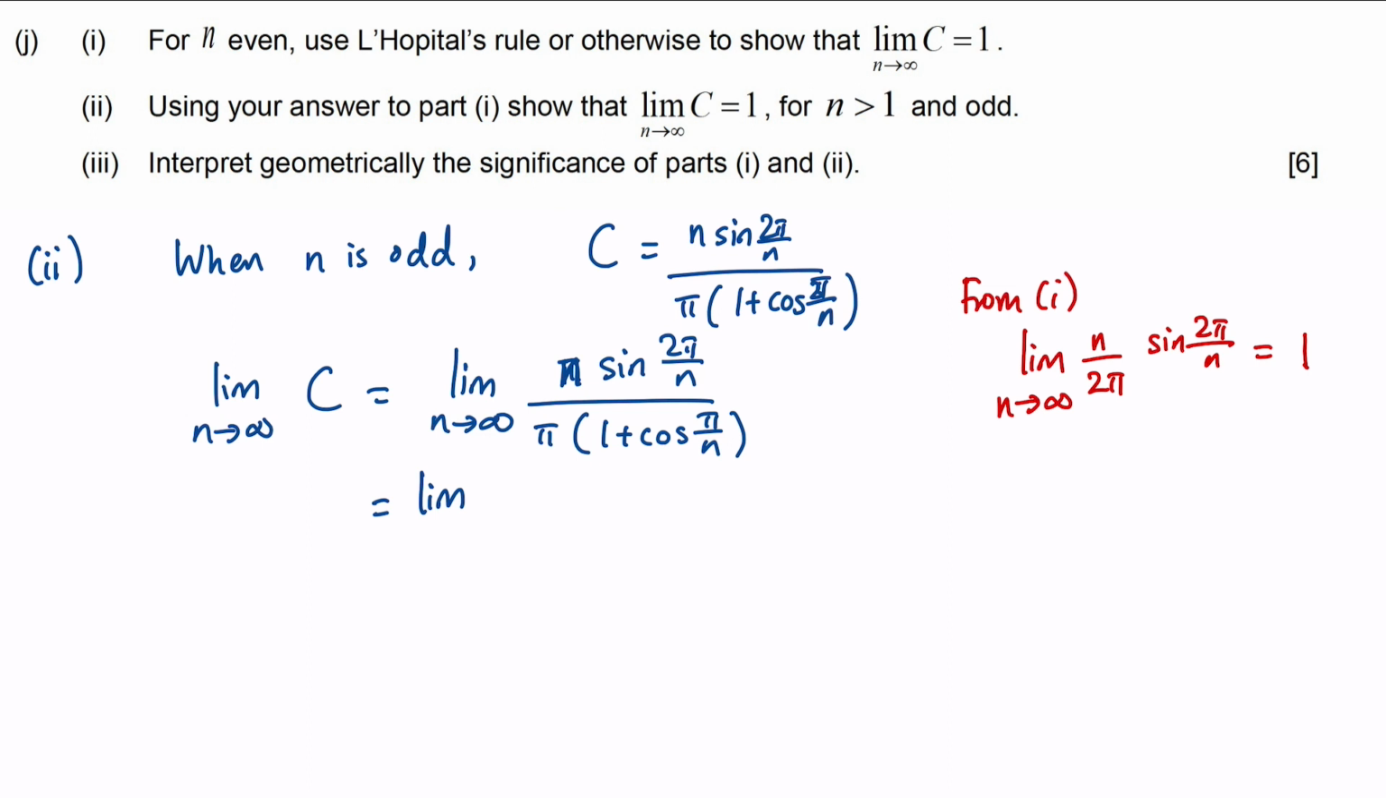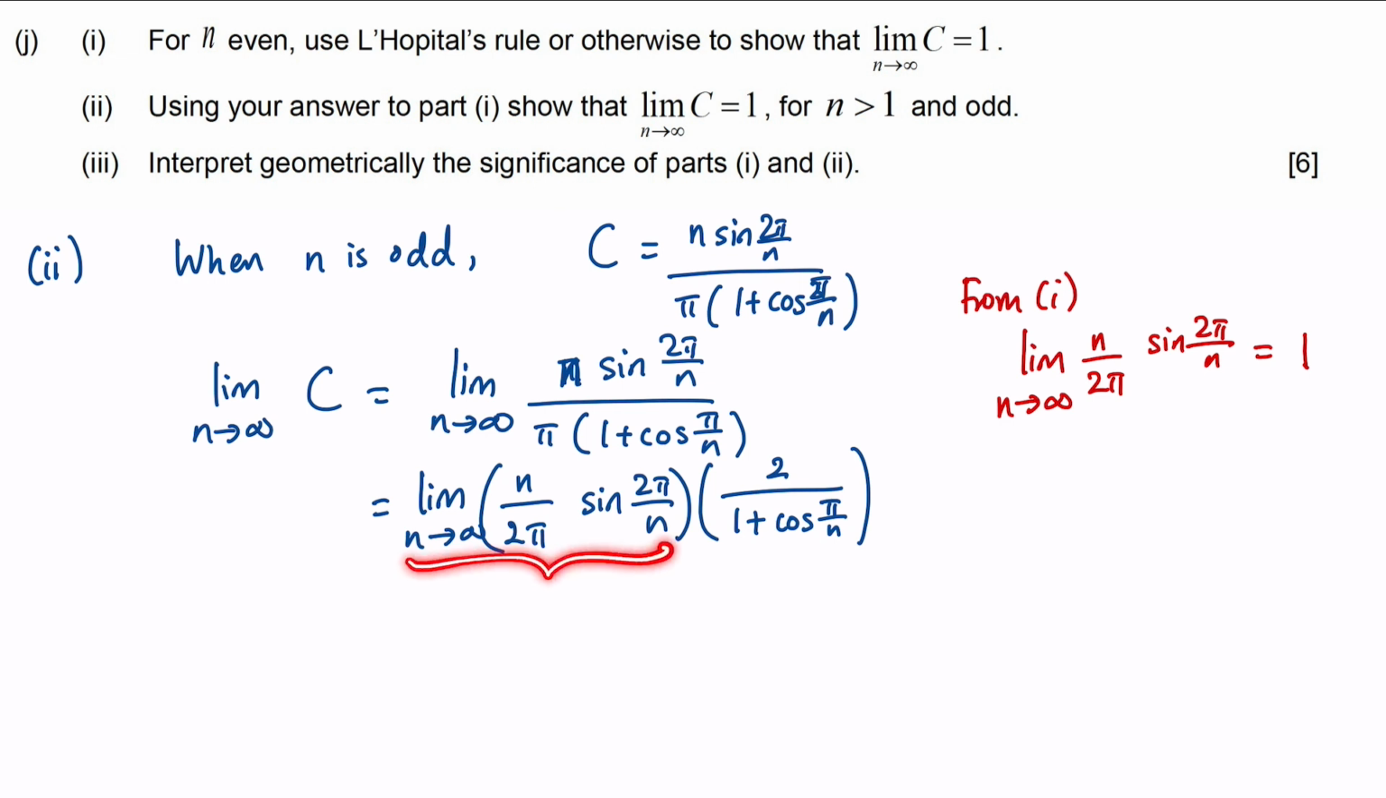So I'm going to rewrite this. I'm going to put n over 2 pi, really naively, so I'm just going to force it to come out. But I can't just write this, I have to keep my expression the same. So this is going to be multiplied by 2 over 1 plus cosine pi over n. Here, this is the answer in part 1, and this is some unknown. So hopefully, let's just make a comment here.